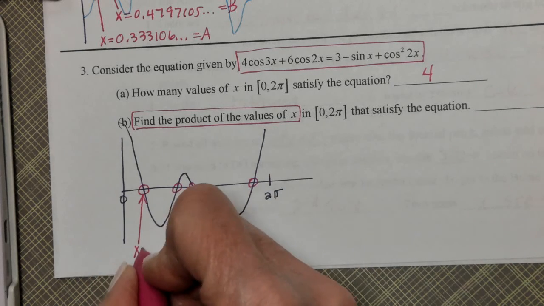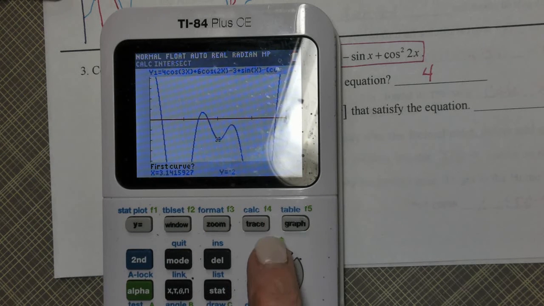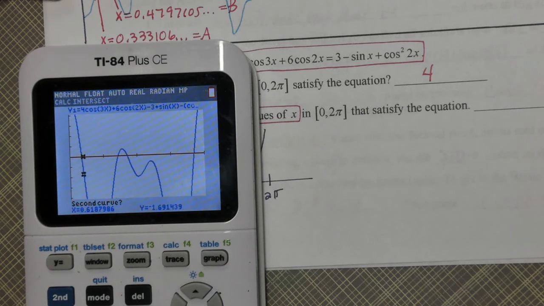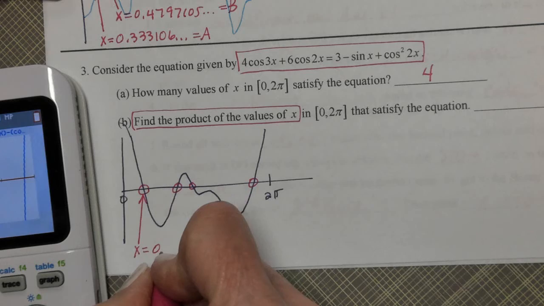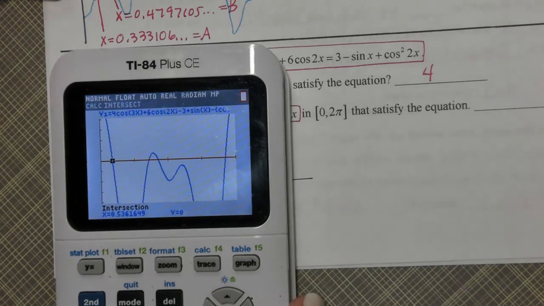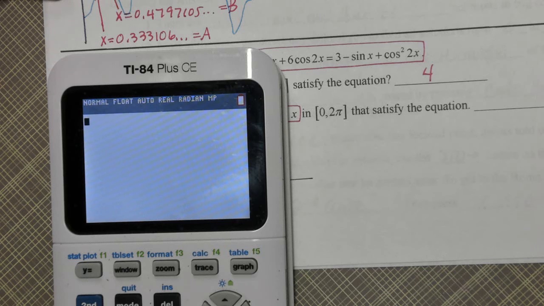So let's do that. This is x is equal to, second calc 5. I'm going to go up to my y equals 0 equation, move over there, enter, enter, enter. 0.536... And I am going to put that in for A. So before you lose that, go to your home screen, second quit. I'm just going to clear that out just so it's on just this problem. X stow A, and there that is.